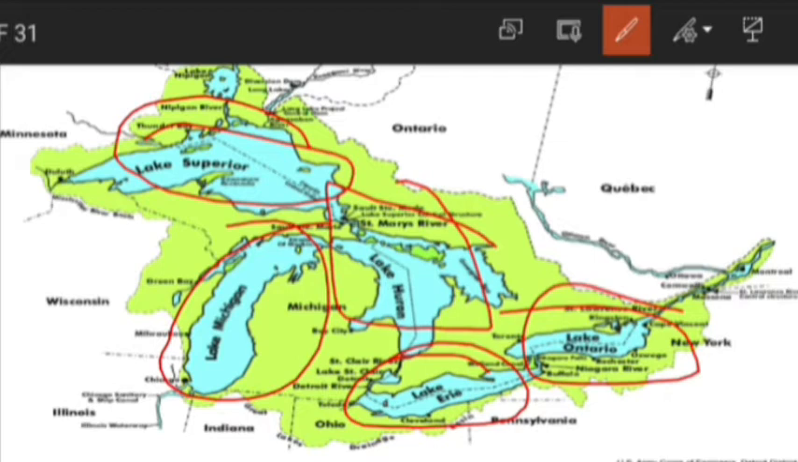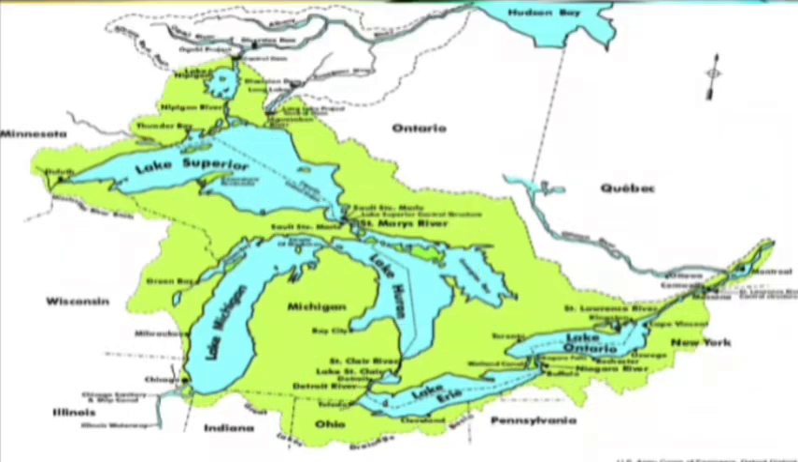All these five lakes are connected with each other by man-made canals, but Lake Michigan and Lake Huron are connected with each other by a strait which is known as the Strait of Mackinac. If you want to know about all these lakes in detail, then you can comment in the comment box. Then I'll make a separate video on this topic.